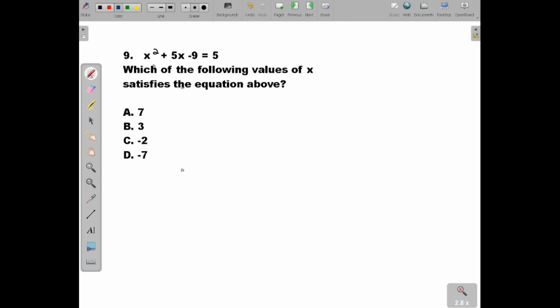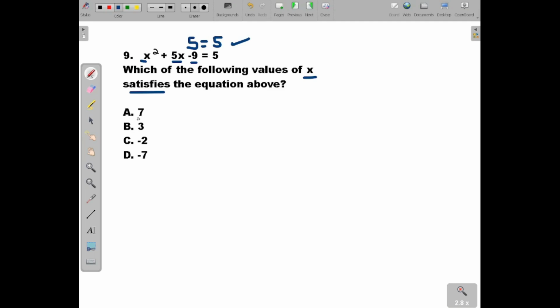Number 9. x squared plus 5x minus 9 is equal to 5. Which of the following values of x satisfies the equation above? This satisfies means that the equation is consistent. In other words, we need one value of x that, when substituted, makes the left side equal to 5. So that demonstrates that the equation is consistent.